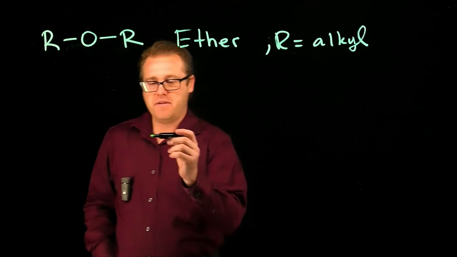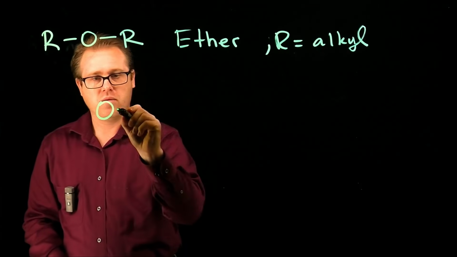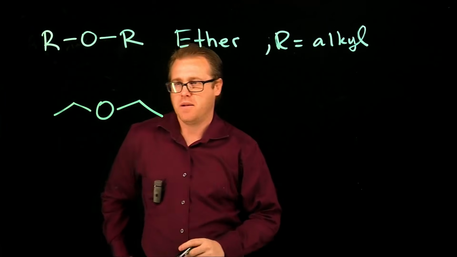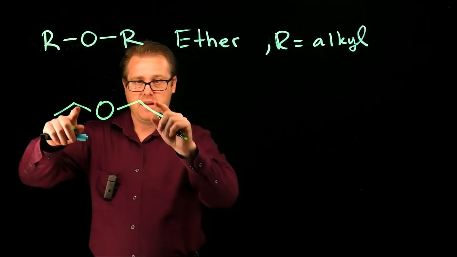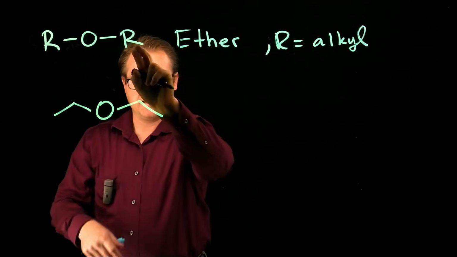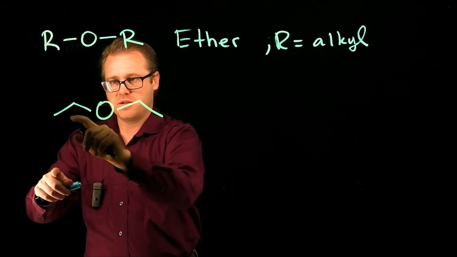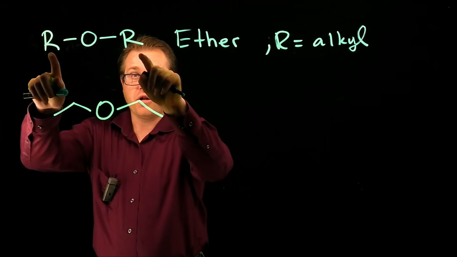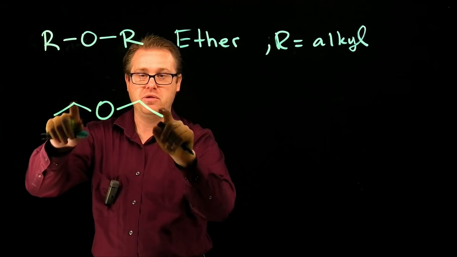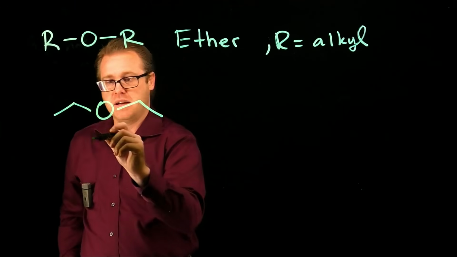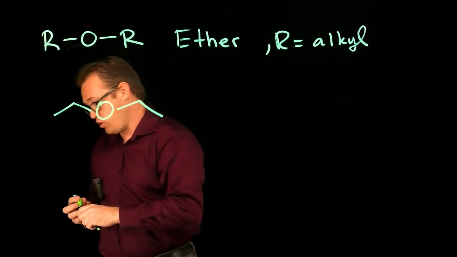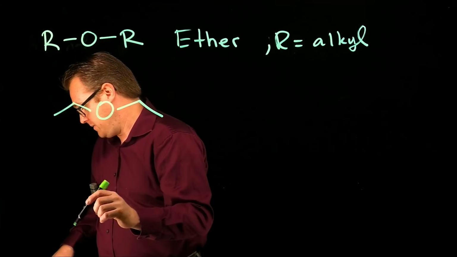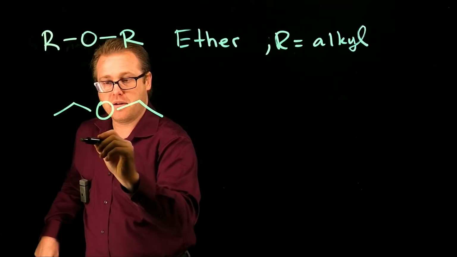So you can have an ether like this, 1, 2 carbons, 1, 2. And you can see that these 2 carbons are this R group, and these 2 carbons right here are that R group. And you can see that the 2 R groups are exactly the same. They're 2 carbons, so ethyl groups. And when you have 2 groups that are exactly the same, you have a symmetrical ether.